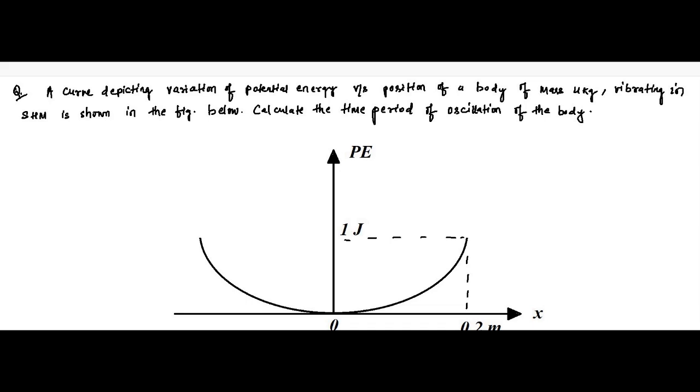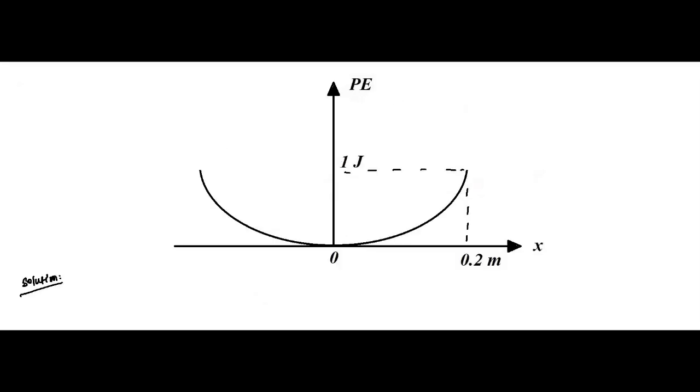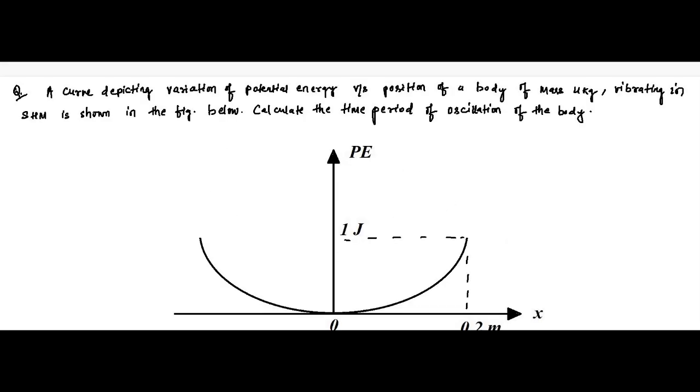So here is another question on simple harmonic motion, energy of simple harmonic motion. It is given that a curve depicting variation of potential energy versus position is given below. The mass of the body is 4 kg. It is vibrating in SHM. From this, we have to calculate the time period of oscillation of the body.